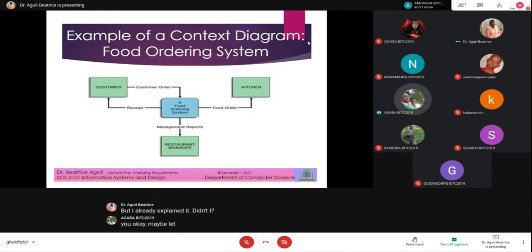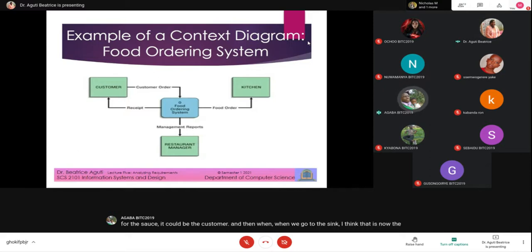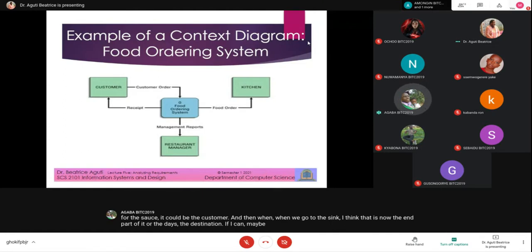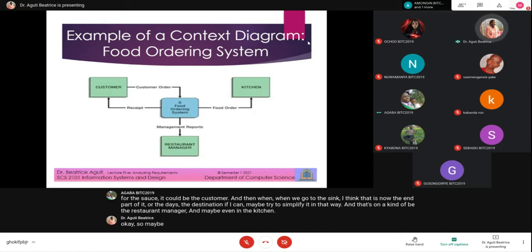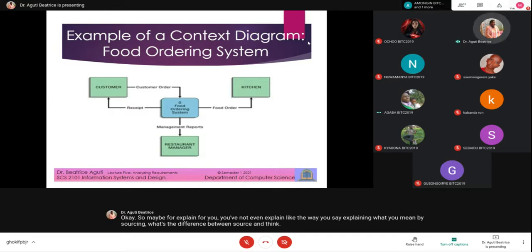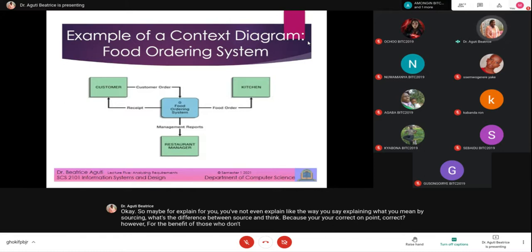Okay, maybe let me just explain the way I understood it. For the source, it could be the customer. And then when we go to the sink, I think that is now the end part of it, or the destination, if I can maybe try to simplify it in that way. And that one can be the restaurant manager, and maybe even the kitchen. Okay, so maybe you explain for you. You've not even explained what you mean by source and what's the difference between source and sink. Because you're correct, on point. However, for the benefit of those who don't understand the differences, could you explain?